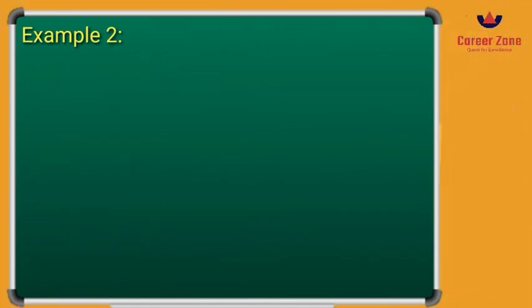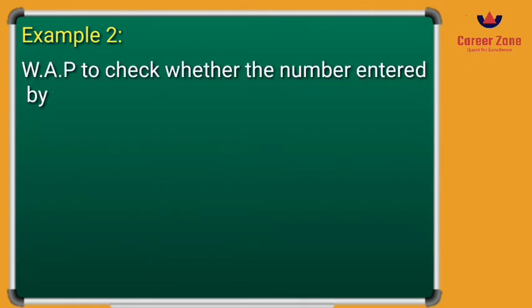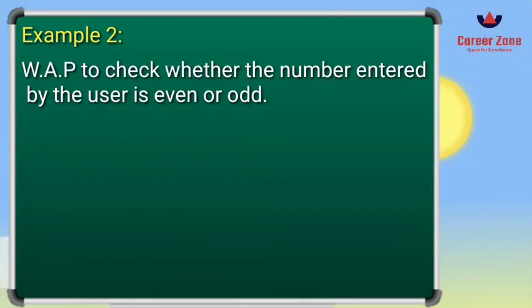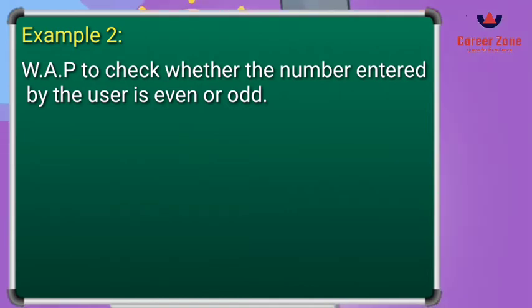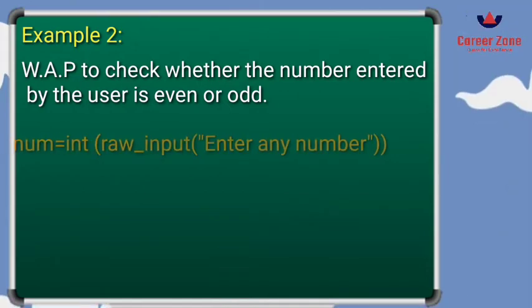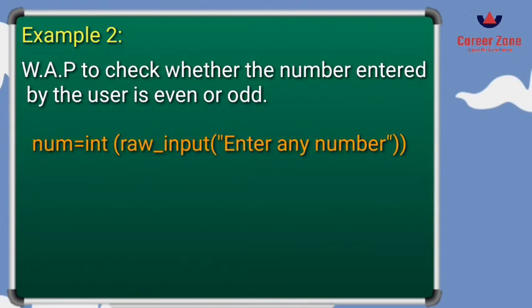Now again I will give you one more example. Suppose I want to check whether a number is even or odd. So what is the concept behind even and odd numbers? The number should be exactly divisible by 2 and the remainder should be 0. So we are going to use the mod operator and the if statement to check whether the number is even or odd. For this we will define a num variable, where I am taking the input from the user and storing the number in the num variable.